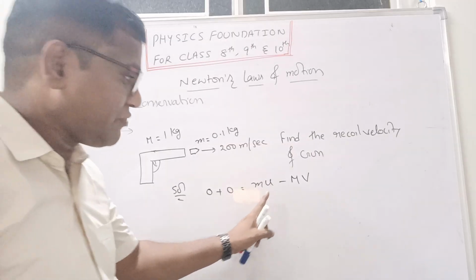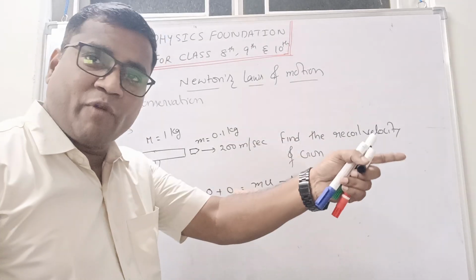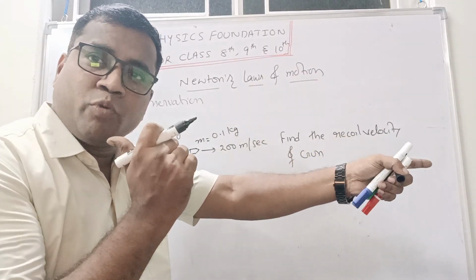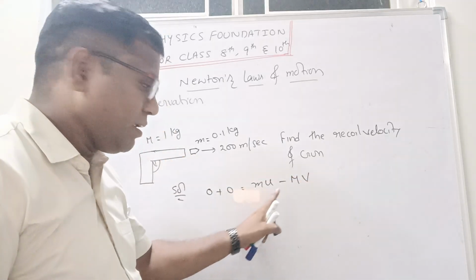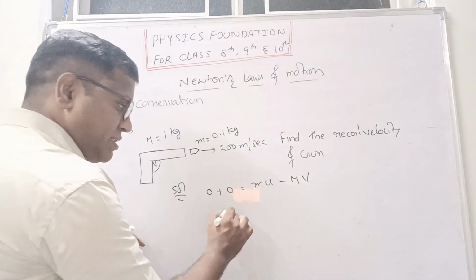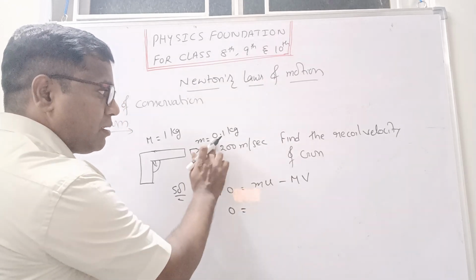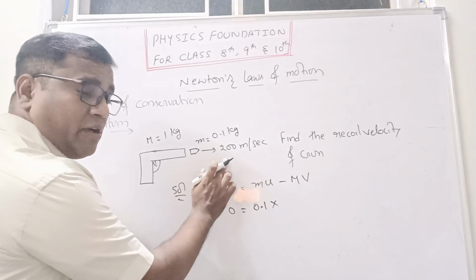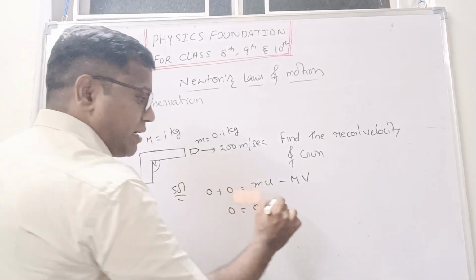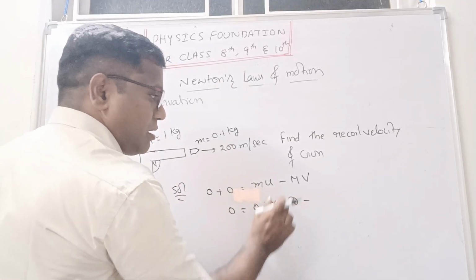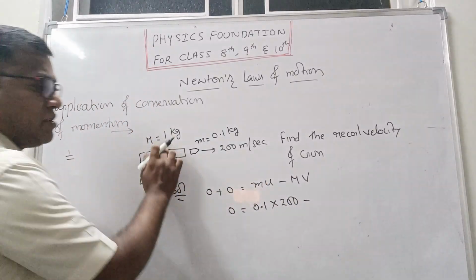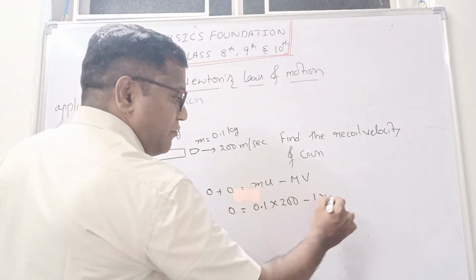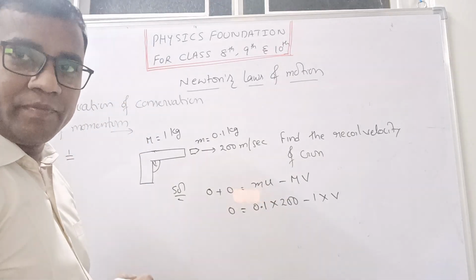Why did I write minus here? Because the bullet is moving forward and the gun is moving backward. Both are in opposite directions. That's why I wrote minus here. So 0 is equal to, what is the mass of the bullet? 0.1, into u, the velocity of the bullet, which is 200, minus the mass of the gun, 1 kg, into v, which I want to calculate.